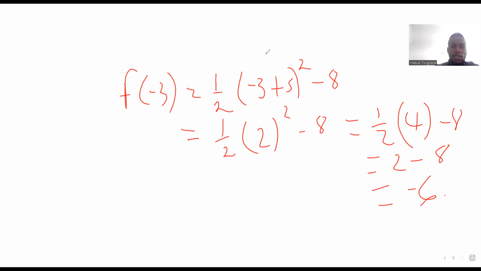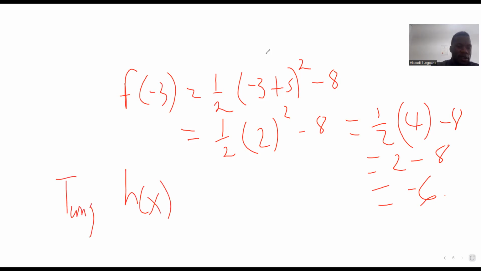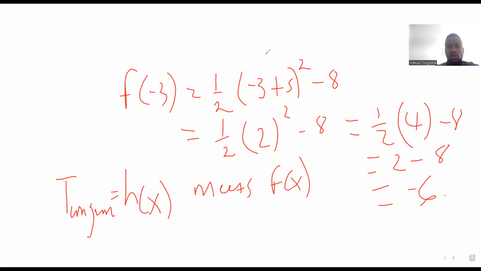Okay, therefore, that means the coordinate at which the tangent of h of x meets f of x, right? Those coordinates are minus 3 and minus 6.